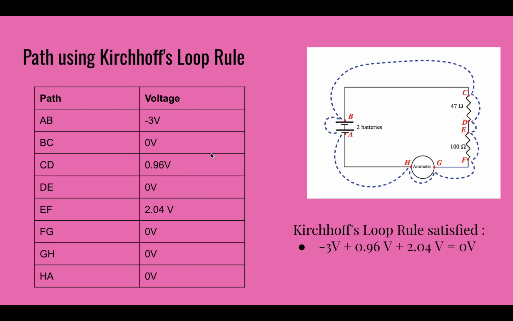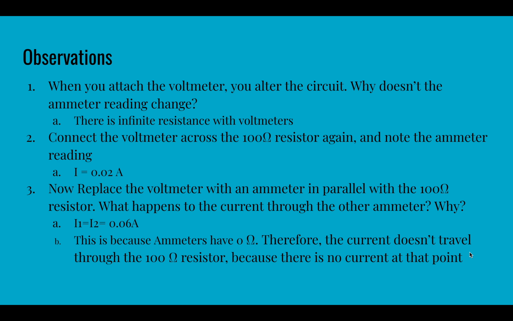So this was the path using the loop rule. We can see what the measured voltage was between each of these points, and we can tell that Kirchhoff's loop rule is satisfied, being that for the entire closed loop we have 0 volts.